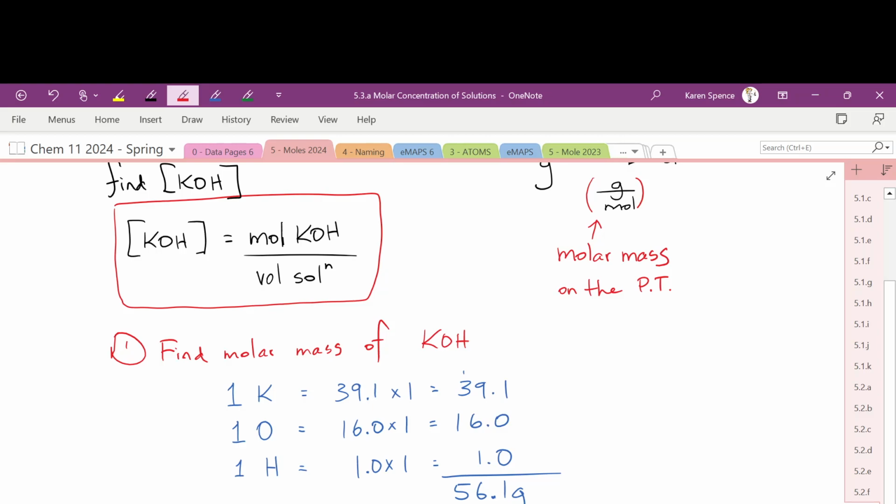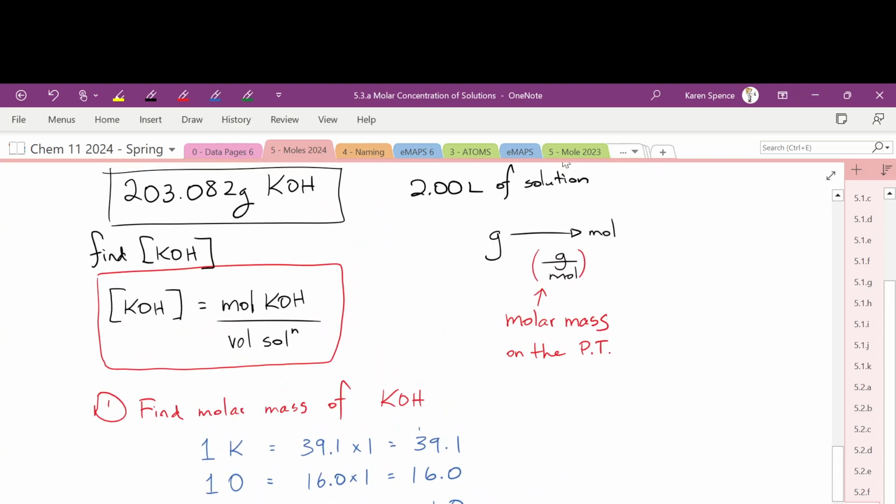After we have found the molar mass of KOH, what would we do next? We eventually want to have the moles of KOH so we can put it in this formula. What do we currently know about KOH? We currently know the grams. We want to convert the grams into moles. Can you do that? Give it a go.